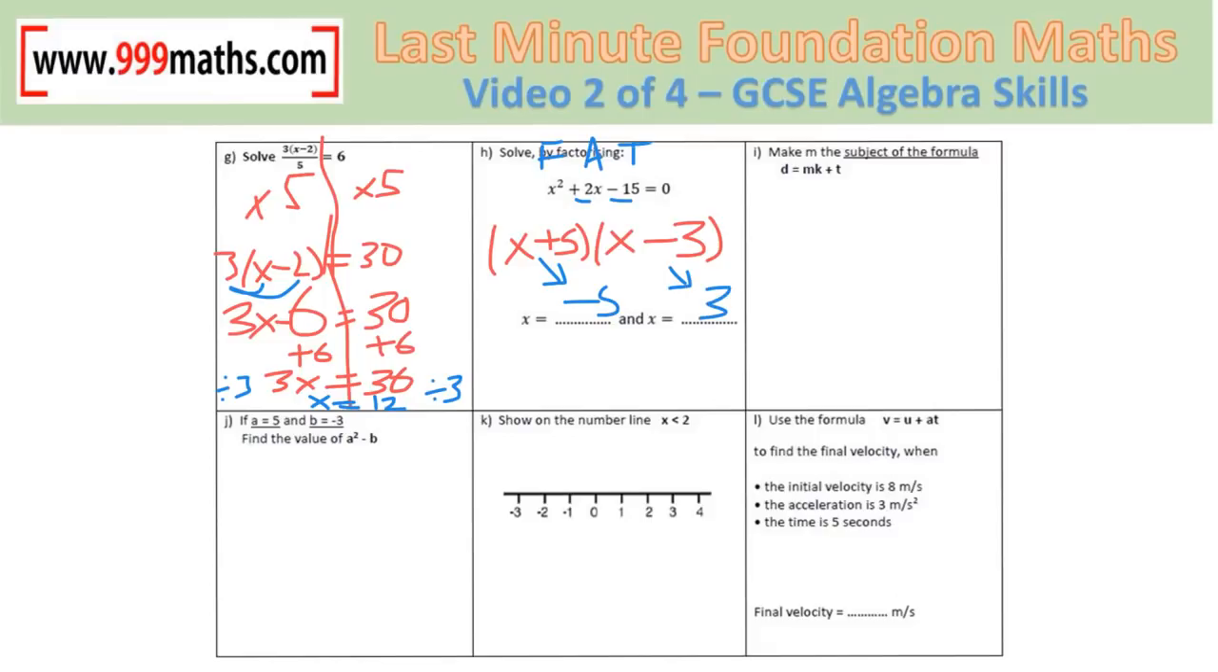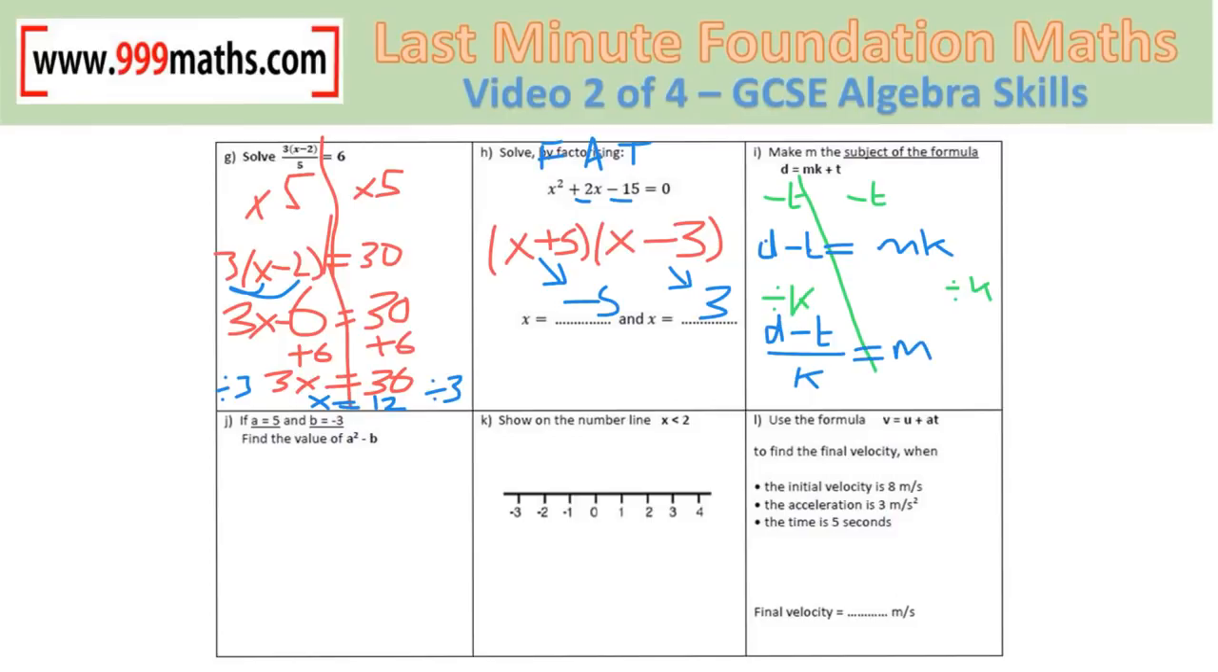Rearranging this formula, the first thing I'll do is take away a t off both sides because I'm wanting to make m the subject. On the left that gives me d take away t, and on the right I've got mk. I don't want the k, so I now need to divide by the k on both sides. That will give me d take away t divided by k equals m.